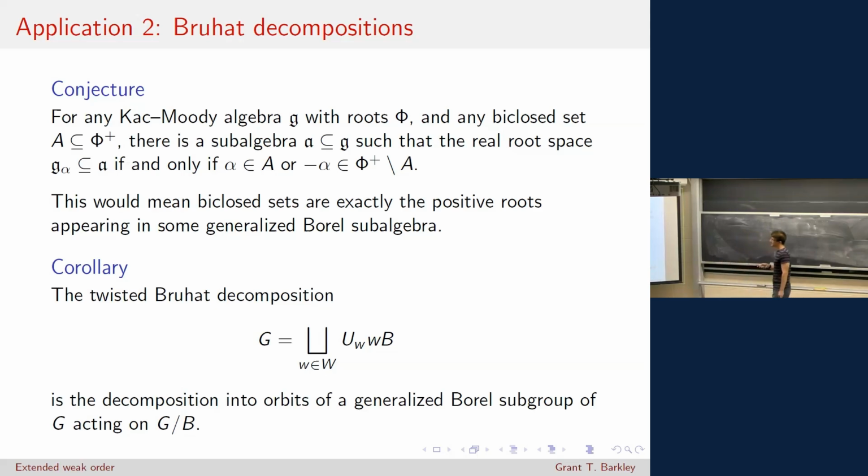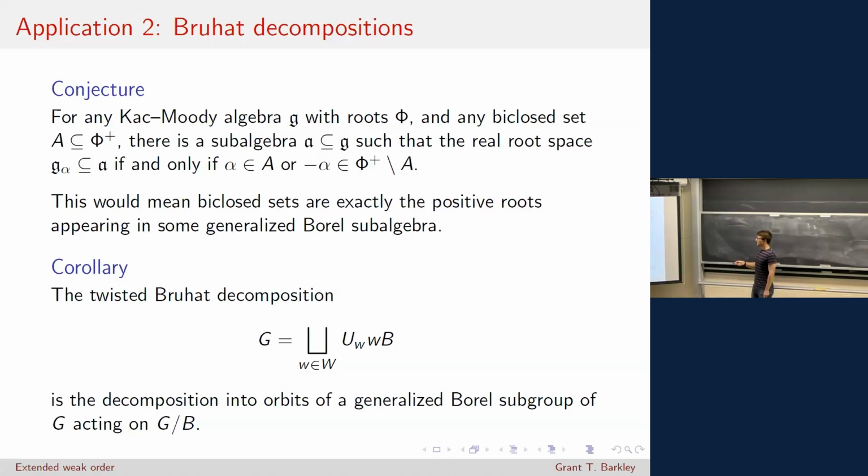Okay, so what am I saying? I'm saying basically that if I take the subalgebra generated by the real root spaces for the alpha in my biclosed set, and, I didn't say this part, sorry, and the negative real root subspaces for the alphas not in my set, then I want that subalgebra to not change. When I start taking Lie brackets, I want there to not be any new real root spaces. So some sort of algebraic version of the biclosed set condition would be what this would entail.